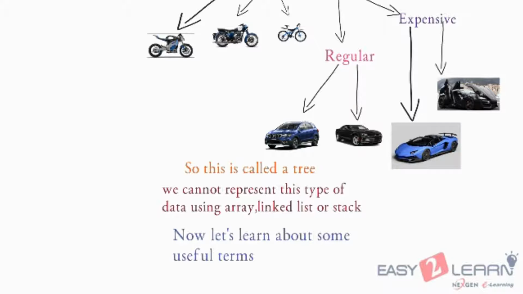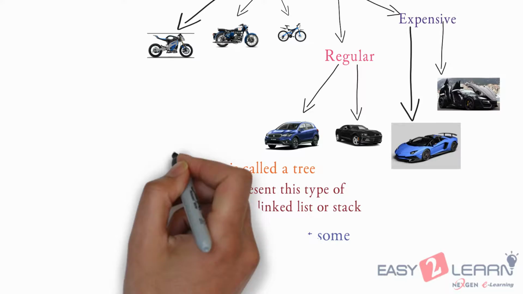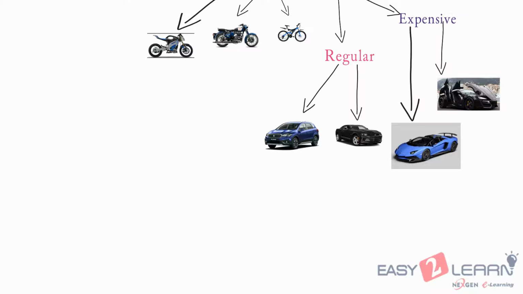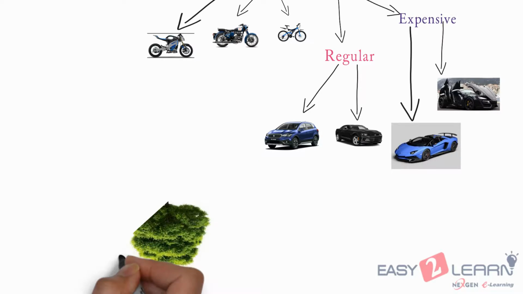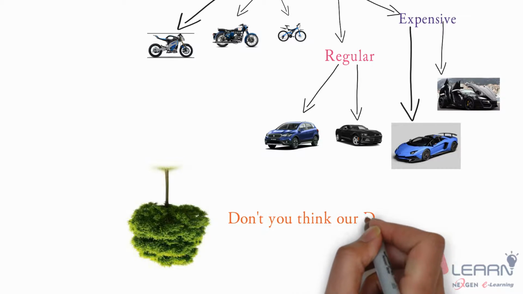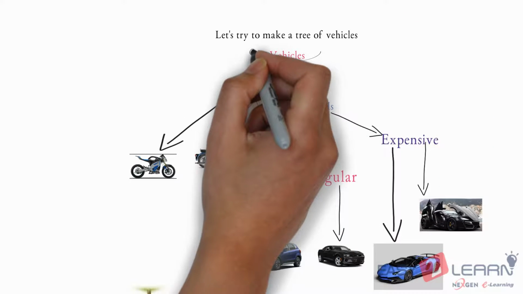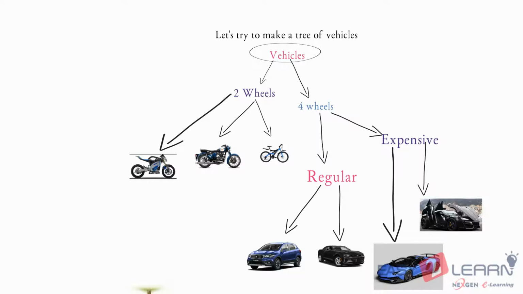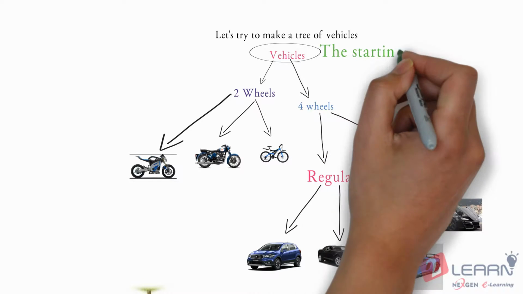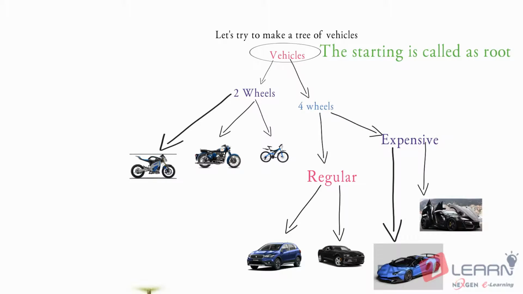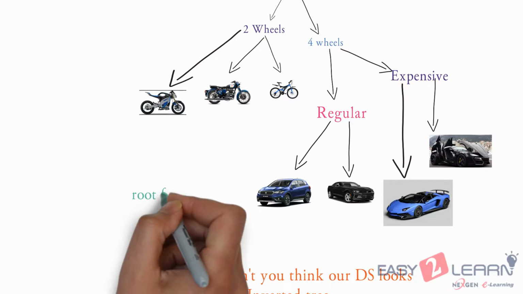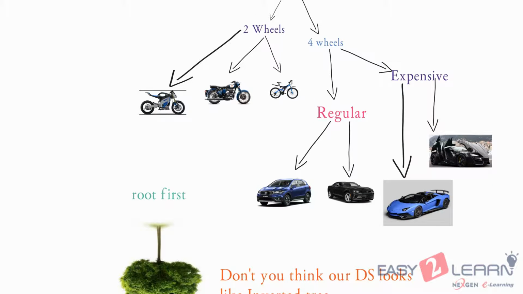Now let's learn about some useful terms that we use in trees. Observe this. Don't you think our data structure looks like an inverted tree? Yes, it is. First, vehicles. The starting point is called the root. So, root is first. Next come the branches.